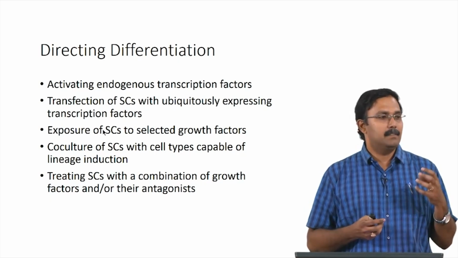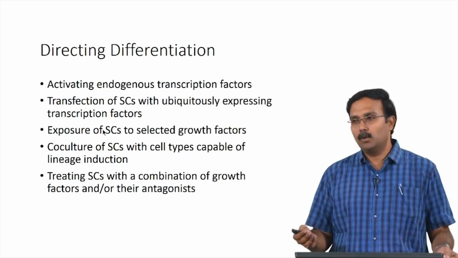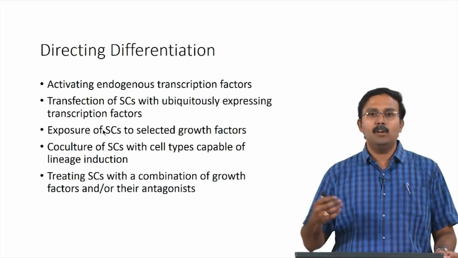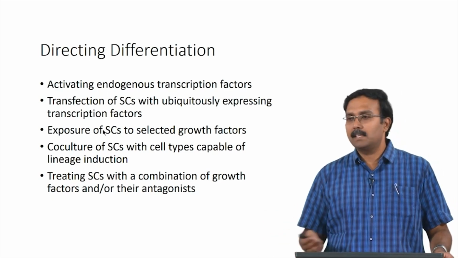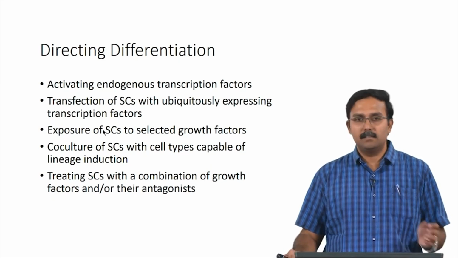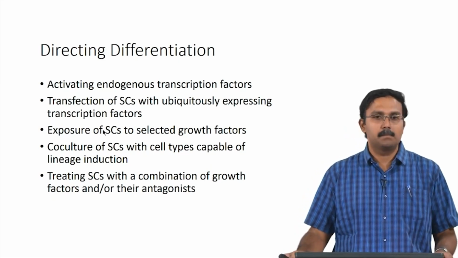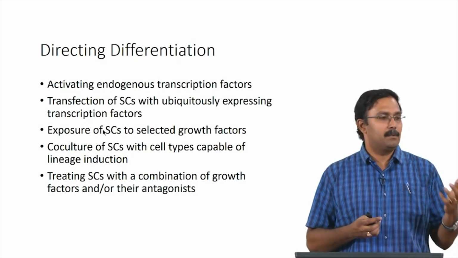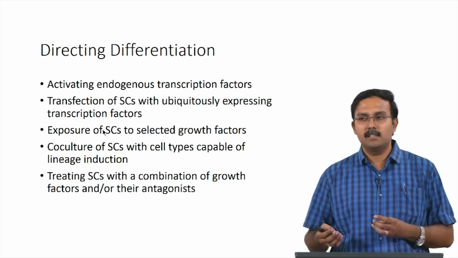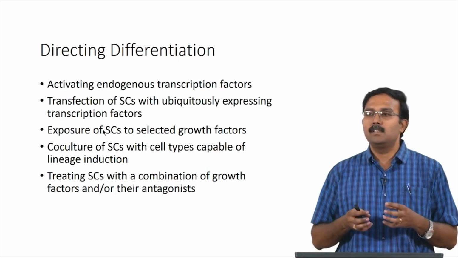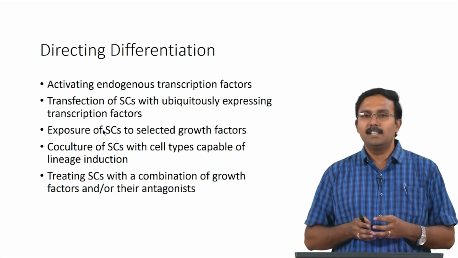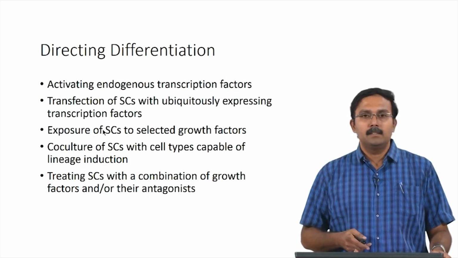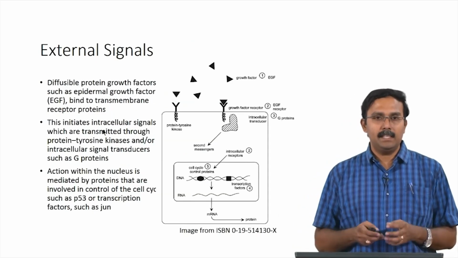You can also have the stem cells being exposed to selected growth factors, or you can culture the stem cells along with other cell types which can induce lineage of the specific cell type. You can also do combinations where you treat it with growth factors or antagonists and use this kind of a process for directing the differentiation of stem cells. So, basically this is what happens.